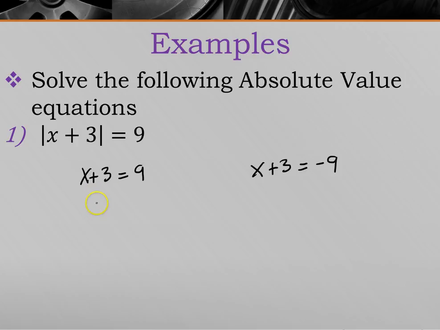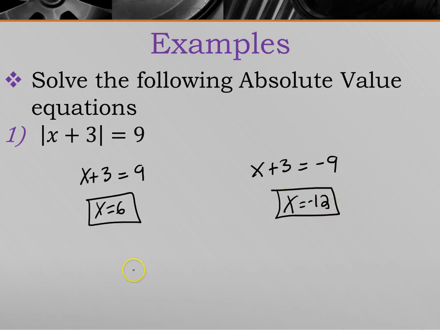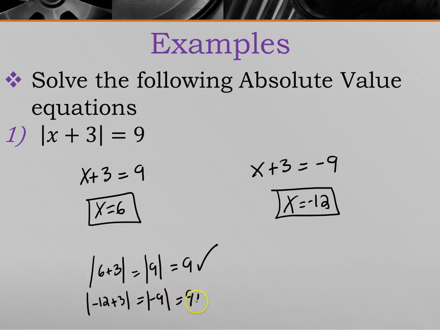So we subtract 3 from both sides, x equals 6. Subtract 3 from both sides, x equals negative 12. Pretty straightforward. And again, if you want to check both of them, absolute value of 6 plus 3 is absolute value of 9, which equals 9. Good. Absolute value of negative 12 plus 3 is negative 9, which also equals 9. That's why both answers are correct.